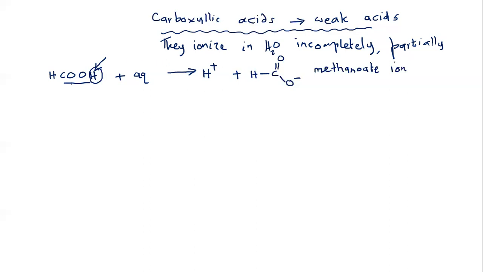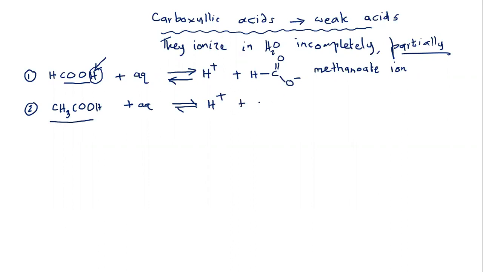Because this carboxylic acid, methanoic acid, is going to ionize partially, we show it with a reversible arrow. This is the first one, the incomplete dissociation of methanoic acid producing hydrogen ions. The second one is ethanoic acid, CH3COOH. If you add it into water, it dissociates incompletely or partially, again producing a hydrogen ion. And then the remaining part of the molecule is written as CH3COO minus. What's the name of this? Ethanoate ion.